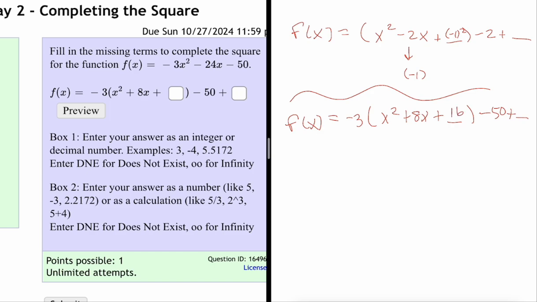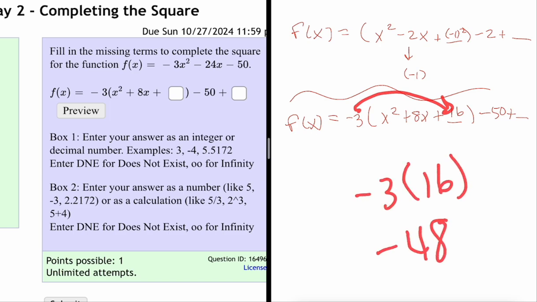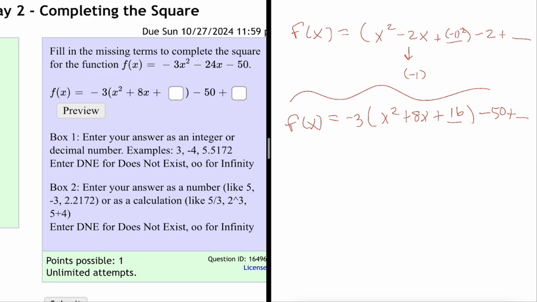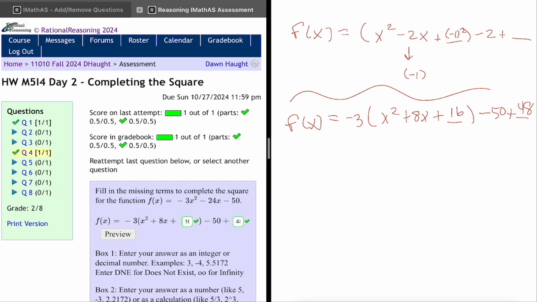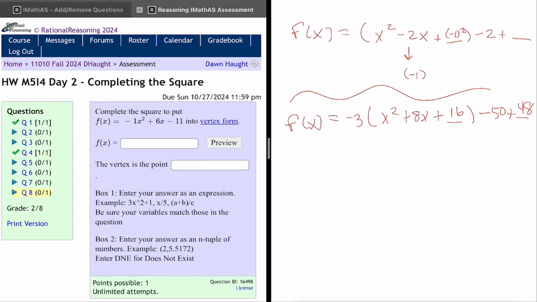Okay. But technically, negative 3 is in front. So negative 3 times 16 is negative 48. I have to add the opposite over here. So I actually have to add positive 48. I have to counteract whatever I did to mess up the equation. So that would be a 16. Wait. That would be a 48. So that's like that.